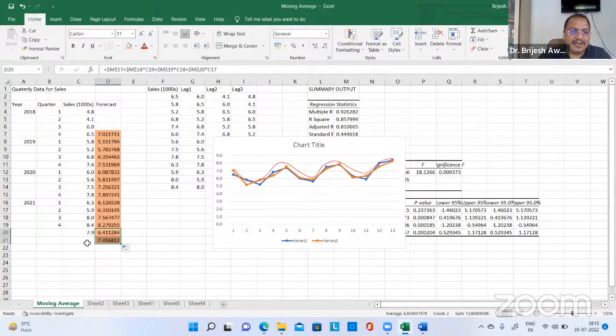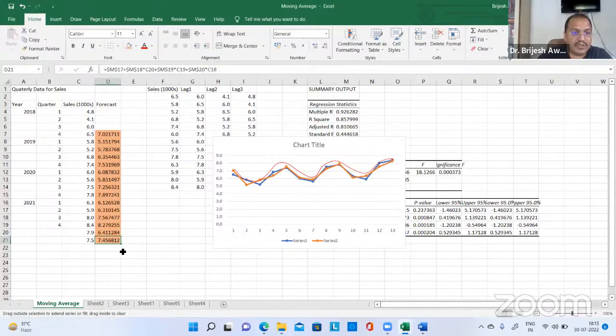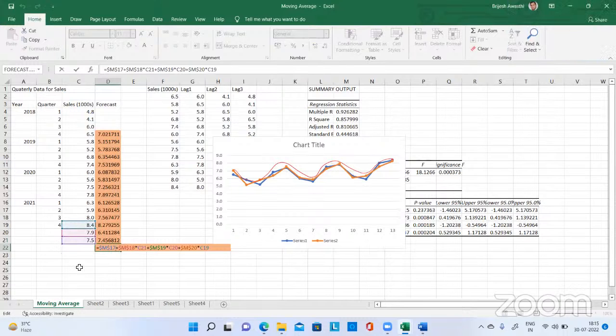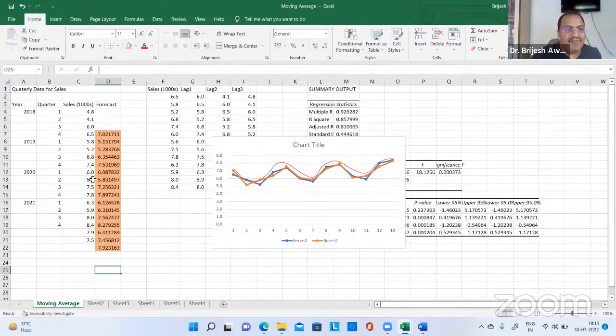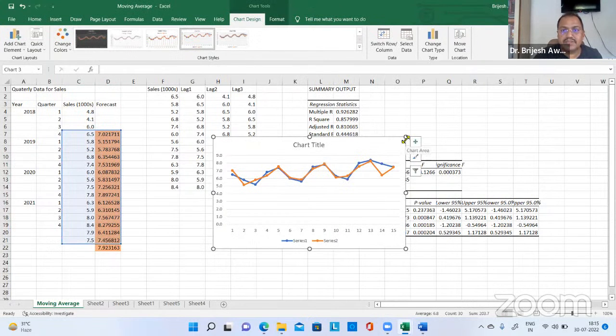Again, suppose I got 7.5. Now I can predict the next quarter, because the sale depends on the previous three lag values. And if I want to check whether it is also correct or not, I'm going to draw a chart. Now you can see.